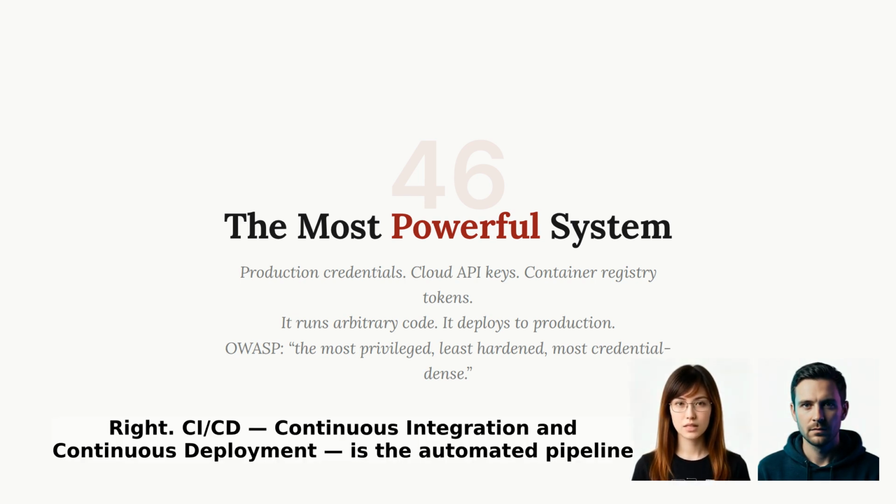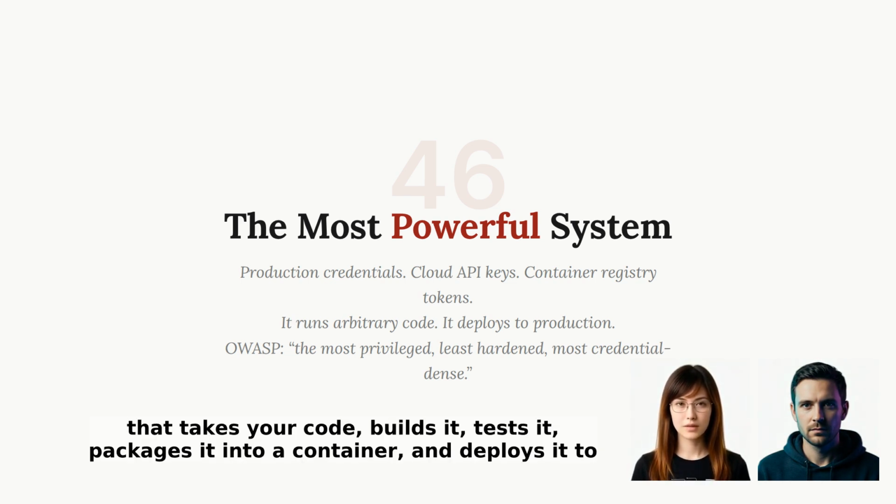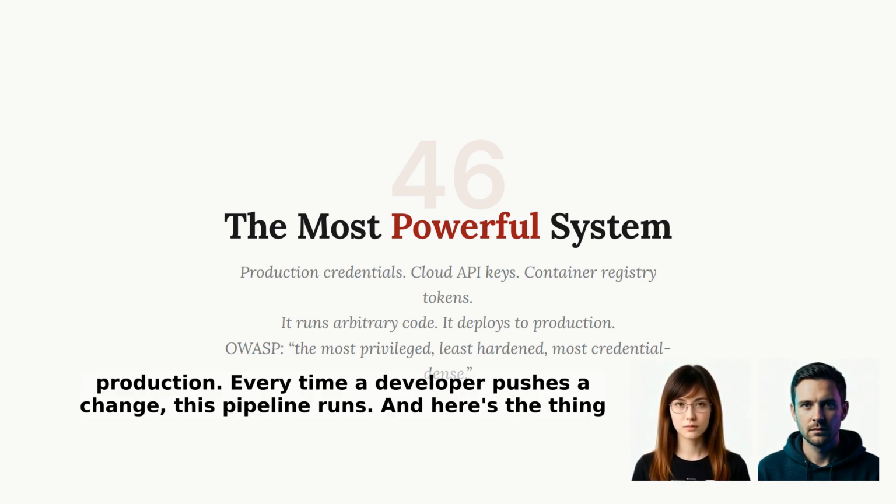CI/CD, continuous integration and continuous deployment, is the automated pipeline that takes your code, builds it, tests it, packages it into a container, and deploys it to production. Every time a developer pushes a change, this pipeline runs.